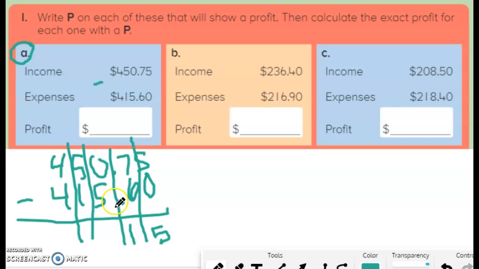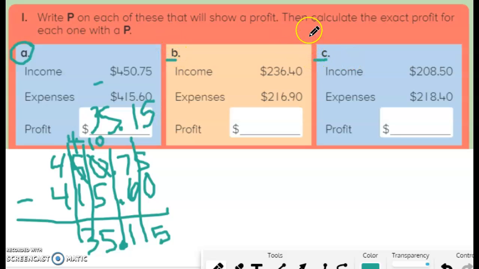0 minus 5, can't do that, so I have to regroup. So my 5 tens is now 4 tens. 0 ones is now 10 ones. 10 minus 5 is 5. 4 minus 1 is 3. And 4 minus 4 is 0. I'm going to drop that decimal place straight down. So for example A, they made $35.15. Go ahead and do B and C on your own. Pause the video.